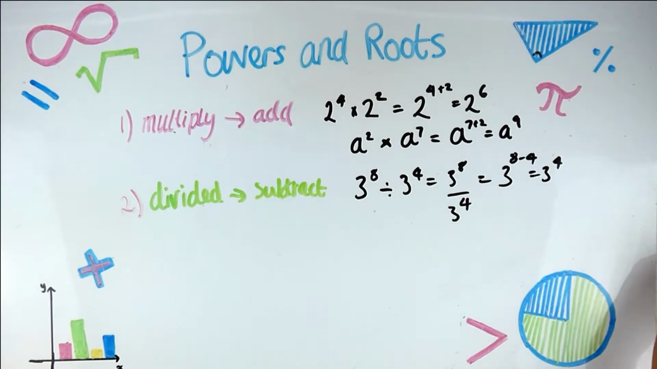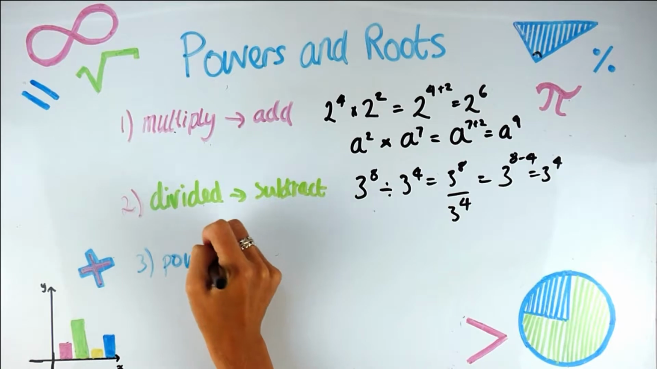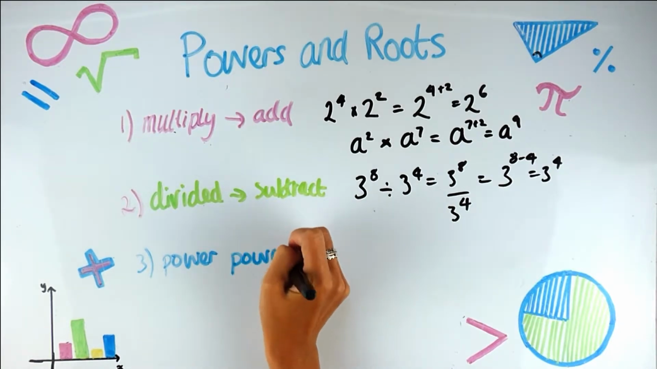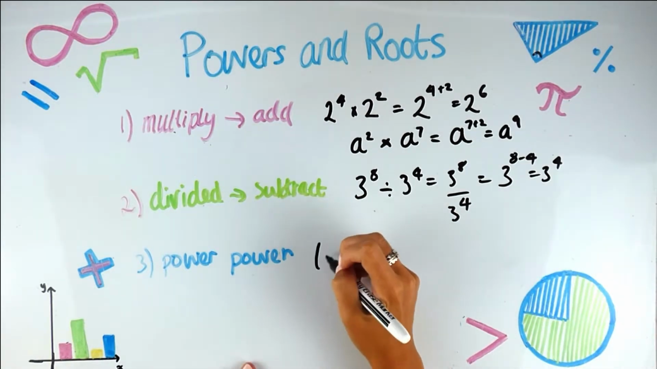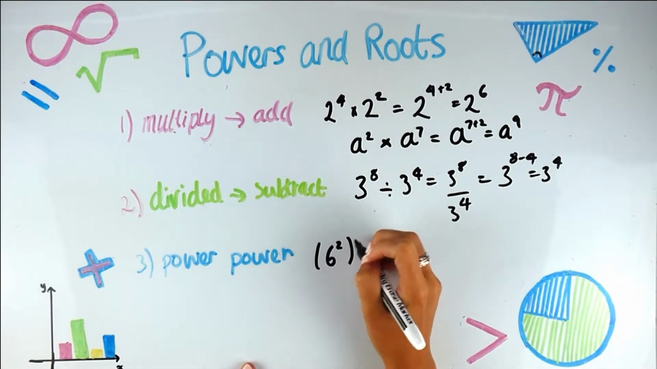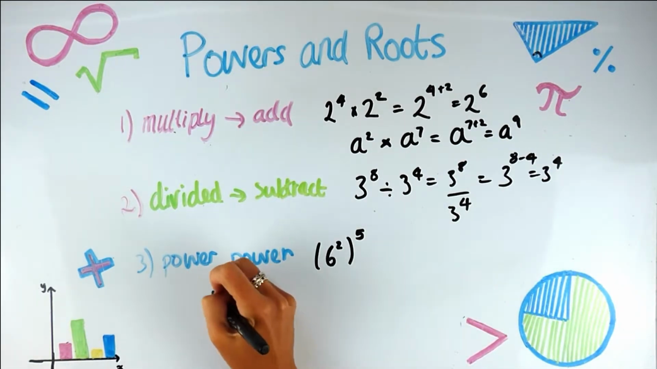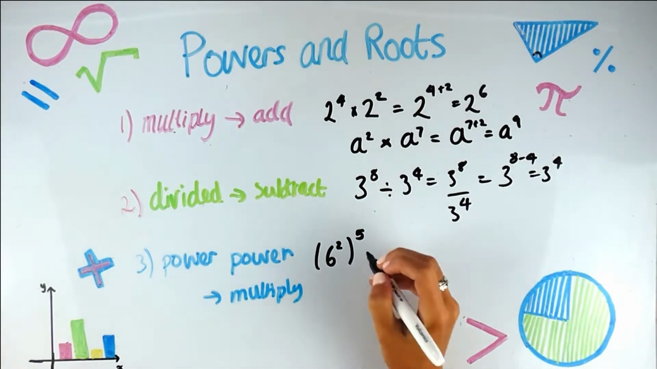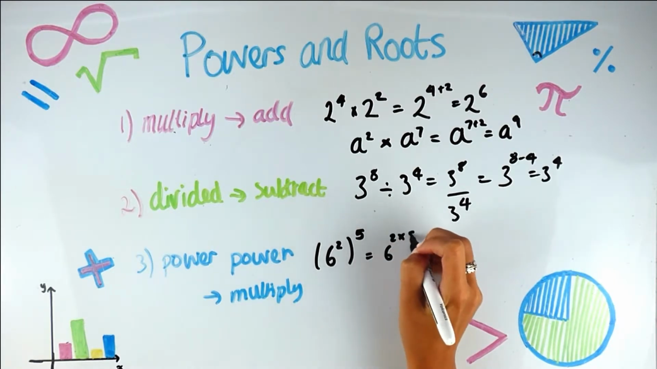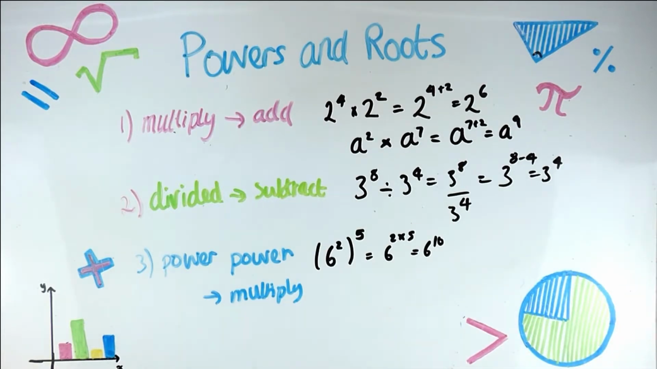Okay, and then we've got the one that I call power, which just means a power to the power. So let's have a look at an example to find out what that actually means. So if I have 6 to the 2, all to the 5, so the power to a power, implies you multiply them. So you're going to get 6, 2 times 5, which is 6 to the 10. Okay, so they're the 3 main ones that you should definitely know.